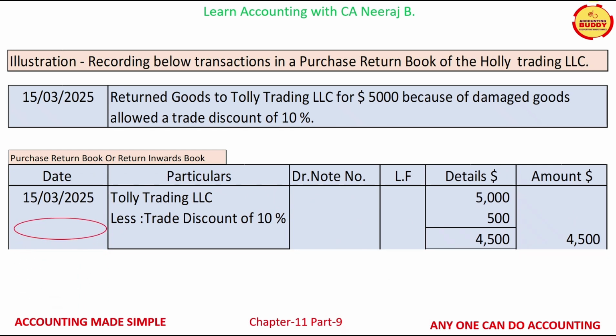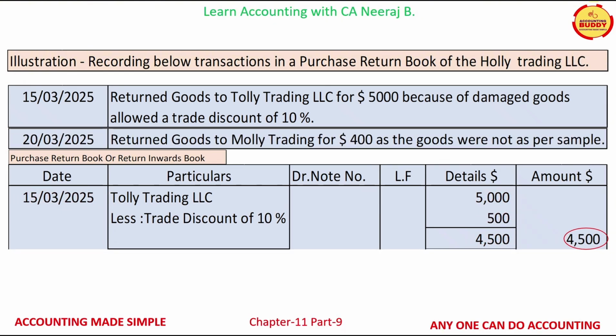In the date column, the date on which the debit note is issued is written. In the particulars column, the name of the supplier, Tolly Trading LLC, is written and the value of the goods returned is written in the details column for $5,000. The trade discount of 10% allowed will be mentioned in the particulars column and the value of the trade discount, that is $500, is mentioned under the details column. The amount of goods returned net of trade discount, that is $4,500, is mentioned under the details column, and again $4,500 is written under the amount column.